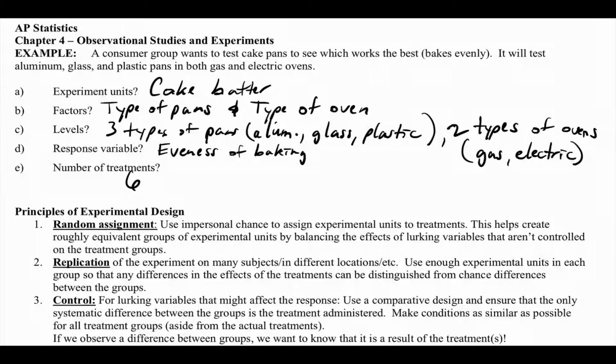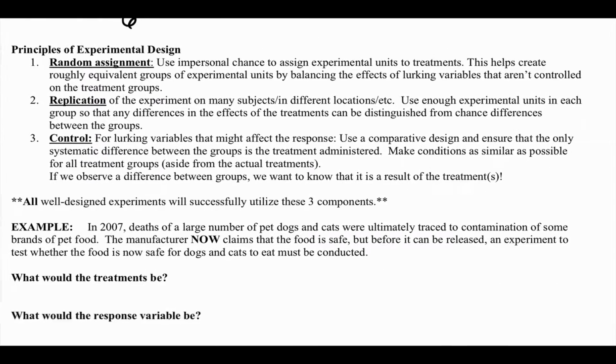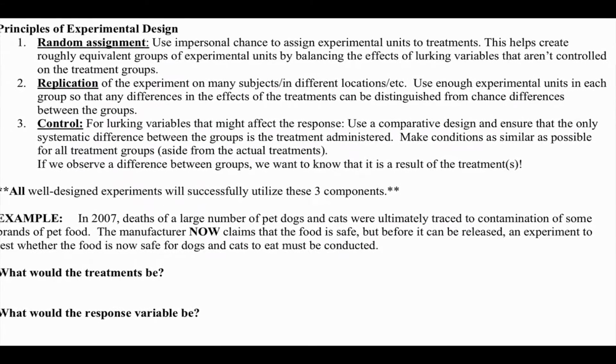Yesterday we talked about observational studies and experiments, the differences between them. Well, not the parts of them, but the parts of experiments: experimental units, factors, levels, explanatory variable, response variable, treatments. Today we're only going to talk about experiments. We're going to focus on that.